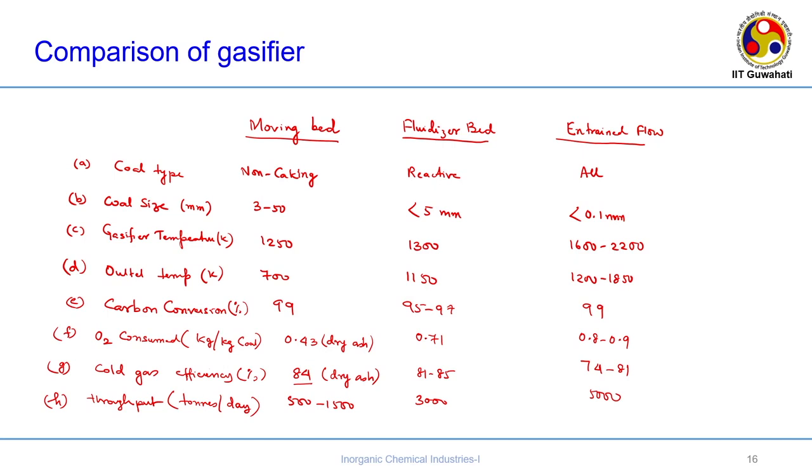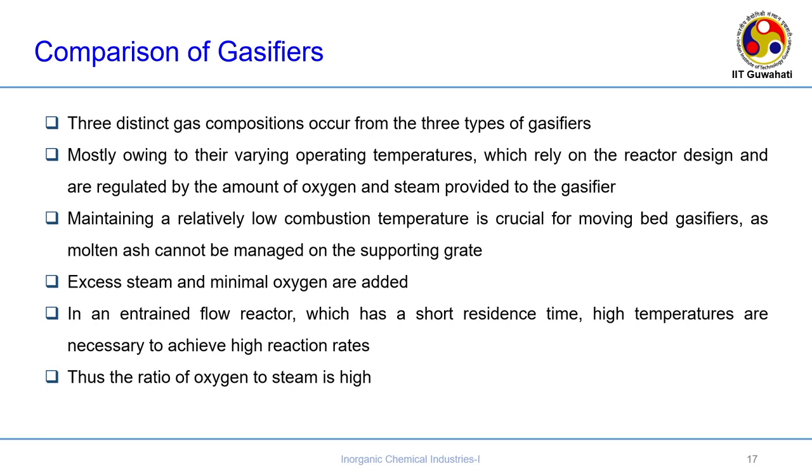This is a rough guideline, which is also presented in the book of Maulin. I have just explained it one by one. It may vary with different gasifiers and also with coal types, but in general I have given some ranges, and the values I have given represent the average value across all gasifiers. Okay. It is not for a particular gasifier or a particular moving bed or fluidized bed gasifier. So, now what is the outlet gas coming out from the gasifier? We also need to see that. There are three distinct gas compositions occurring from the three types of gasifiers.